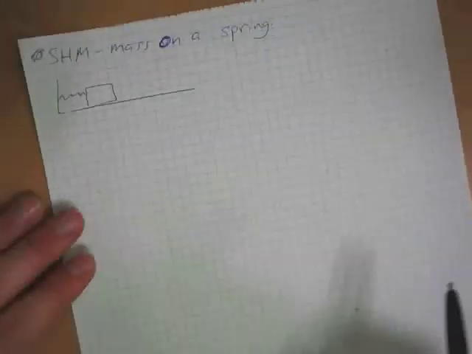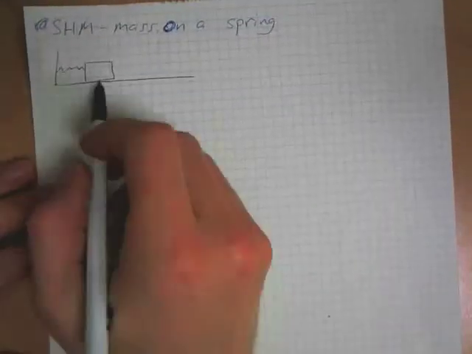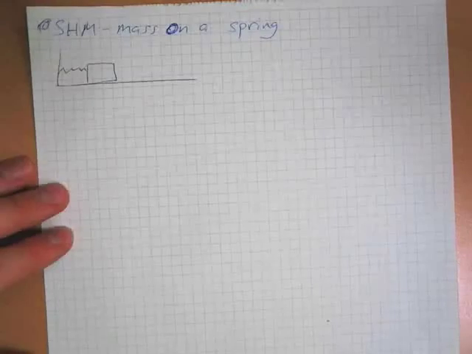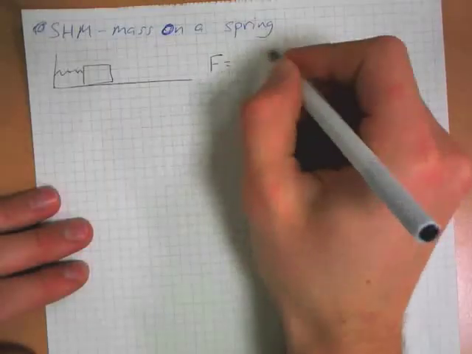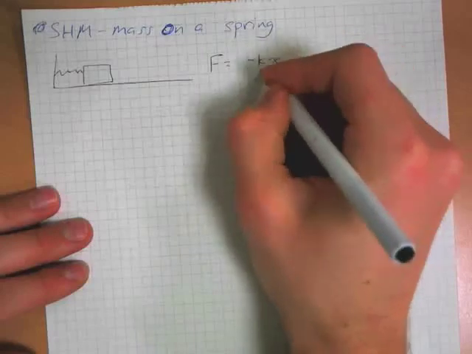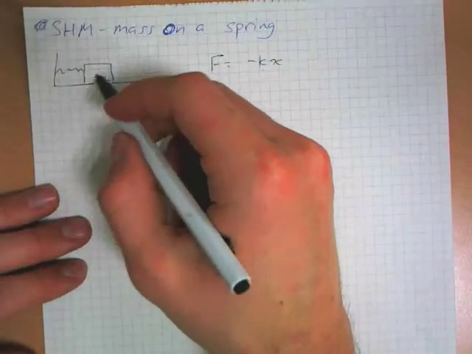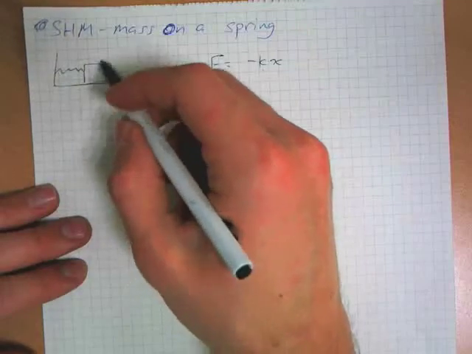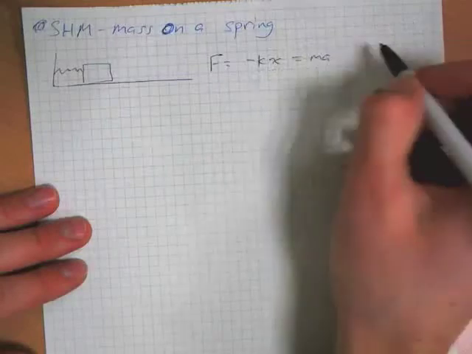A spring is one of the examples of simple harmonic motion. If we have it on a frictionless surface here, we do see this harmonic motion. We know that our force from our spring is minus kx, and the spring force is the only one causing acceleration here, with gravity and normal canceling each other out and no friction. So that is equal to mass times acceleration.